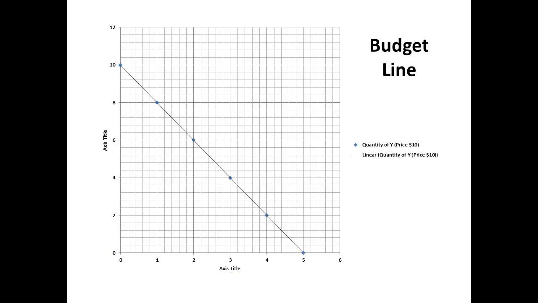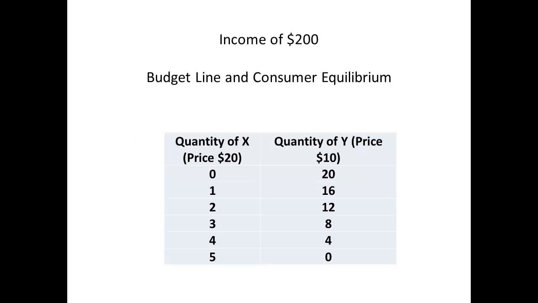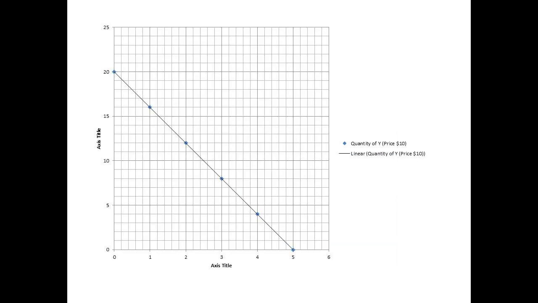The budget line is the line we obtain from plotting the combinations of the quantity of X that can be purchased against the quantity of Y that can be purchased. Now let us consider the effect of a change in income. Suppose that the consumer has a rise in income from $100 to $200. The table shows the new combinations that are available. As before, we plot these on a graph to show the new budget line.